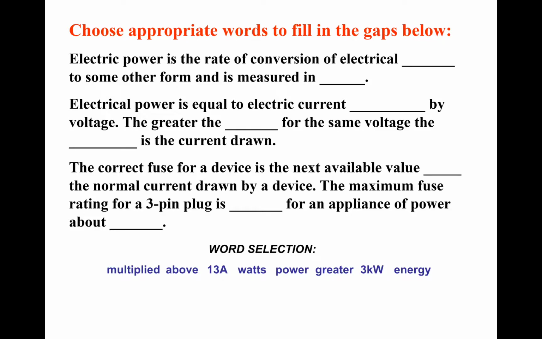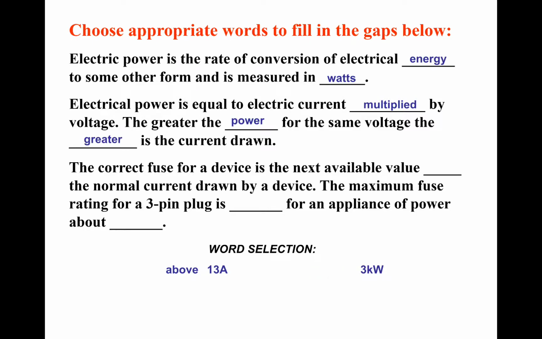Electrical power is the rate of conversion of electrical energy to some other form and is measured in watts. Electrical power is equal to electric current multiplied by voltage. The greater the power for the same voltage, the greater is the current drawn. The correct fuse for a device is the next available value above the normal current drawn by the device. The maximum fuse rating for a 3-pin plug is 13 amps for an appliance of power of about 3 kilowatts.